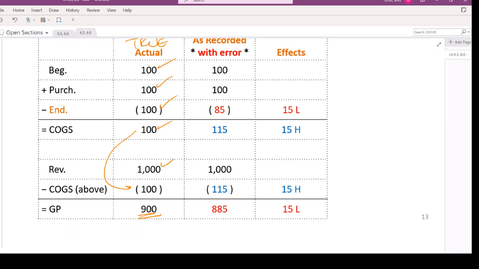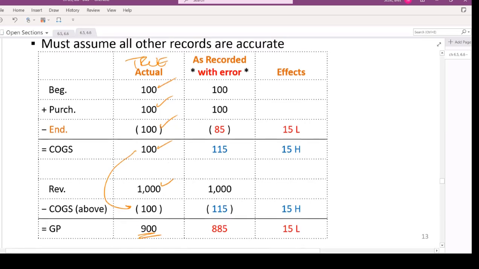So assume that everything is correct except for the ending inventory. Remember, ending inventory in this case is understated. So the inputs on the right are all okay except for ending inventory. Ending inventory is understated. It's too low by 15. How does that math play out? 100 plus 100 minus 85 means cost of goods sold would equal 115. 115 versus what should be 100.